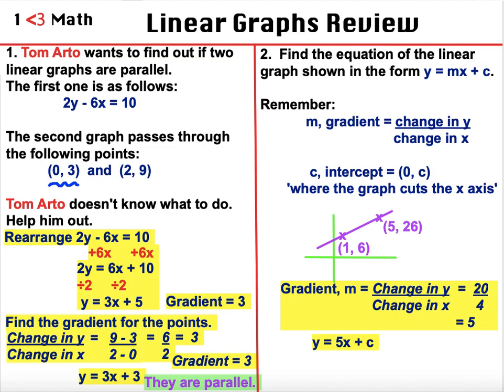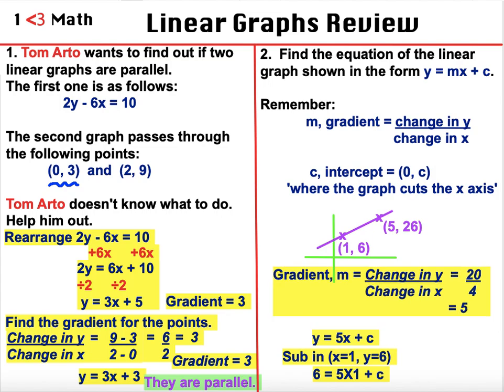When you've got a pair of coordinates, you've got a y value and an x value. I'm going to pick (1, 6) because they are easier numbers to deal with, but you can choose either of the pairs of coordinates. So I'm going to sub in x equals 1 and y equals 6. That's my first pair of coordinates, and I'm going to sub that into the equation as it is. Instead of the y, I'm going to write 6. Instead of the x, I'm going to write 1. That means that 6 equals 5 times 1 plus c, because obviously we've got 5x.